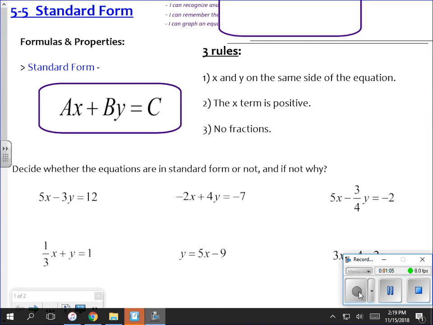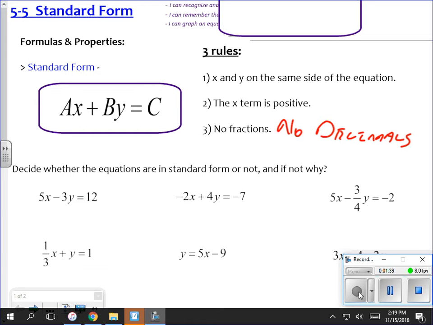And the third rule, no fractions, which also means no decimals as well. Only integers. No fractions, no decimals. X's are positive. X, y equals number. That's standard form.